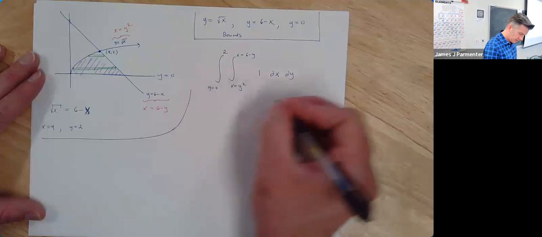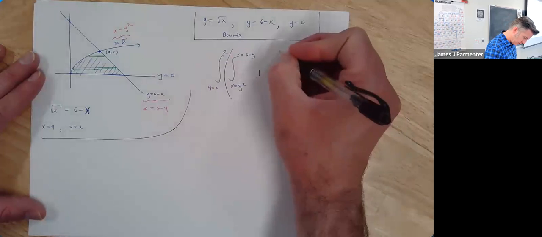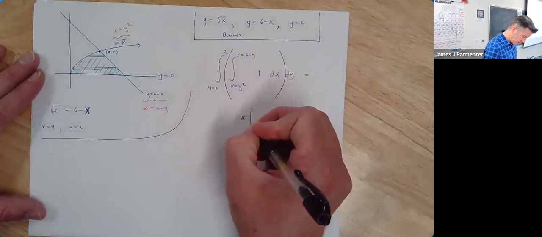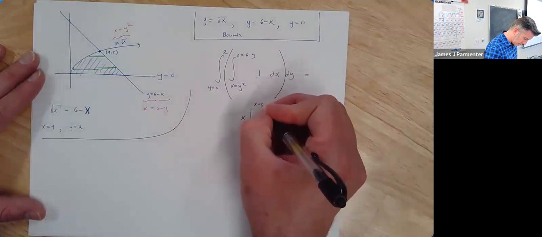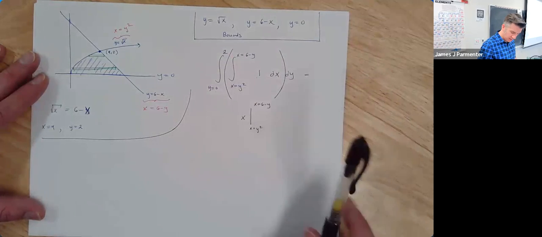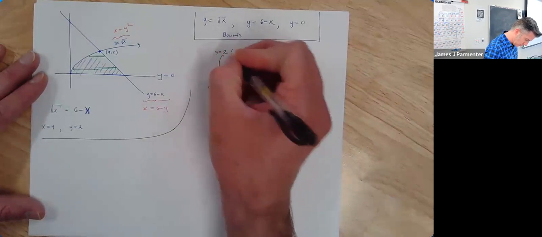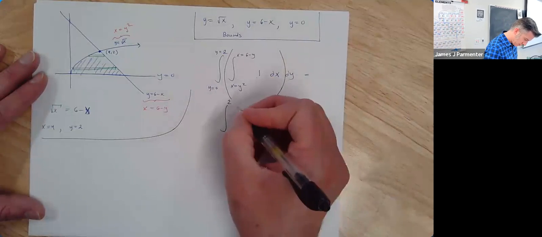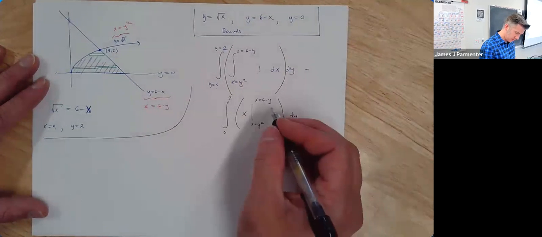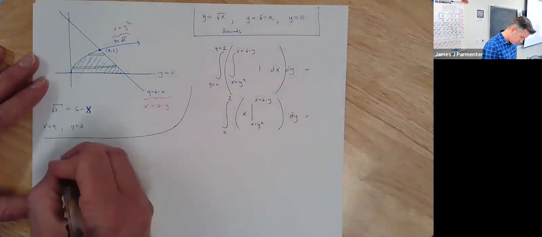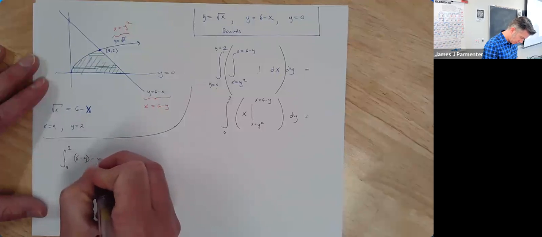So calculating this, integrating 1 with respect to x, we get the inner integral to be x evaluated from x equals y squared to x equals 6 minus y. And then we're still going to do the outer integral, which is the integral from y equals 0 to y equals 2 dy. Now we're going to deal with the insides. We're just going to plug in 6 minus y minus y squared.